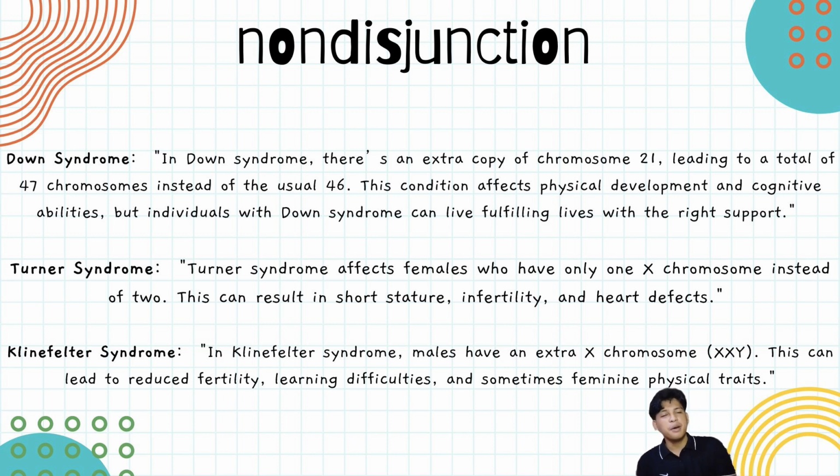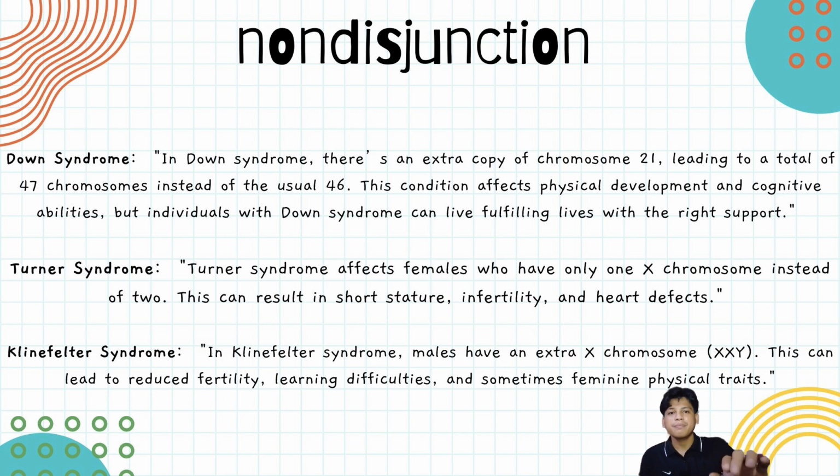Let's look at some examples of conditions caused by aneuploidy. First, Down syndrome. There's an extra copy of chromosome 21, leading to a total of 47 chromosomes instead of the usual 46. This condition affects physical development and cognitive abilities, but individuals with Down syndrome can live fulfilling lives with the right support.